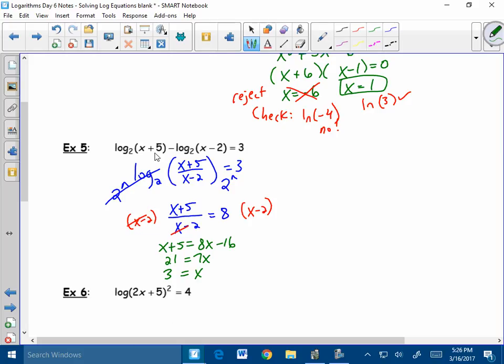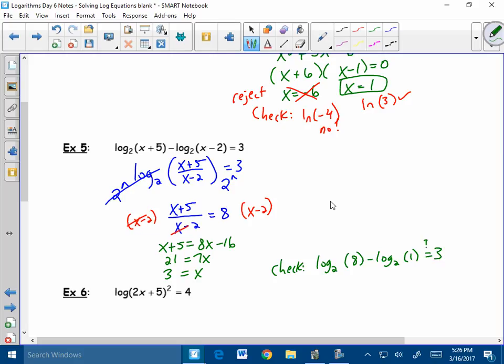Now mainly we've just been plugging these in, right? I could plug this in and that's a positive. I could plug this in and that's log of 1, so that's all fine. Every once in a while though, if you look at what happens when you actually go to plug this 3 in, I get log base 2 of 8 minus log base 2 of 1, right, equaling 3.